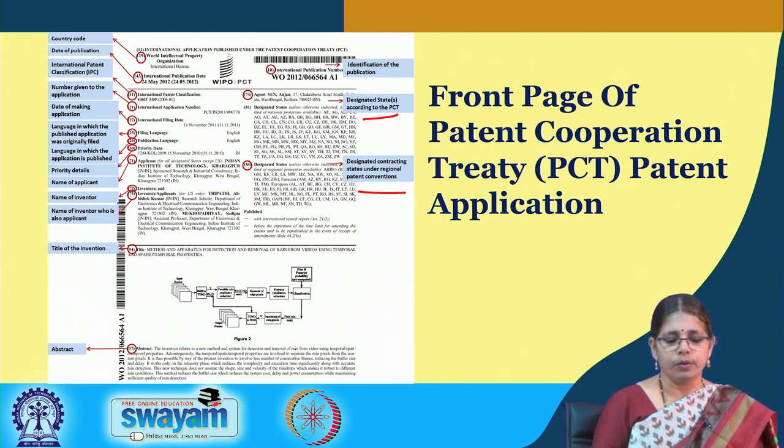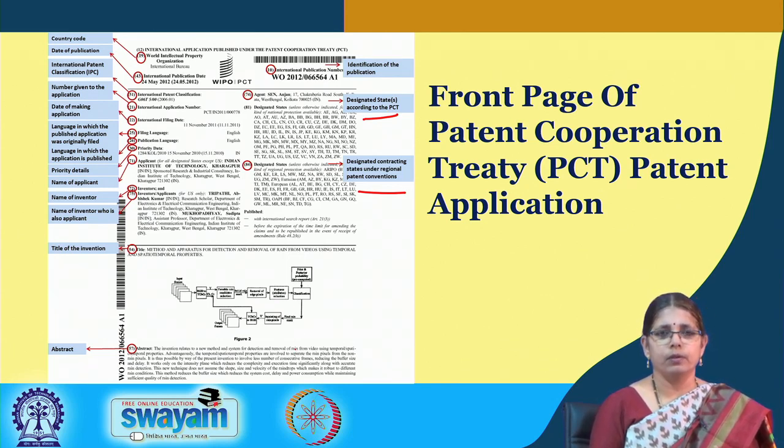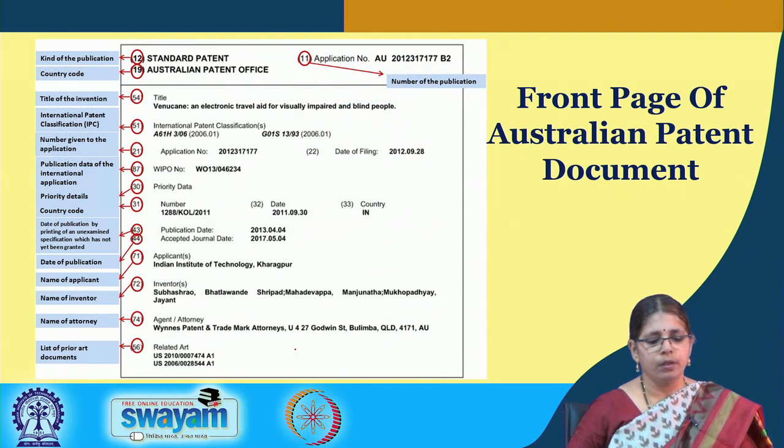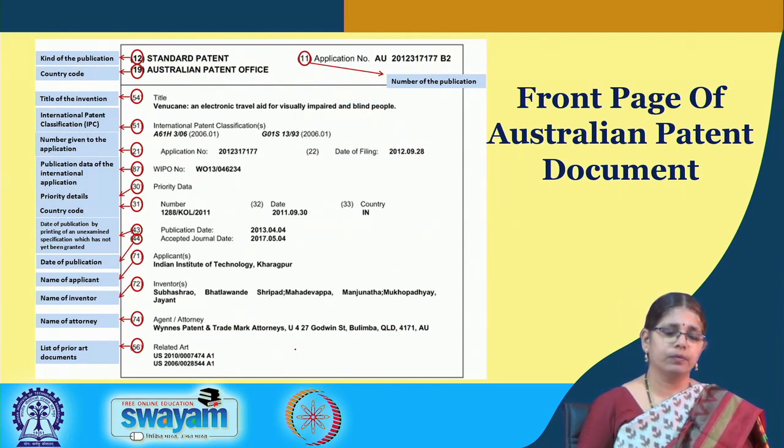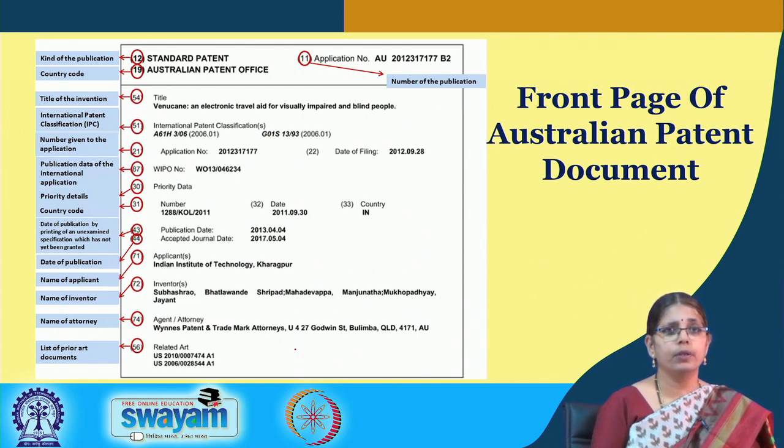Each patent document, though very similar in nature, has facets where there could be differences. For instance, a PCT document has to follow the PCT regulation, so there are small differences in the presentation of the abstract vis-a-vis patent offices in general. Now, here is another illustration, an Australian patent document, and here you can again see the different INID codes represented.